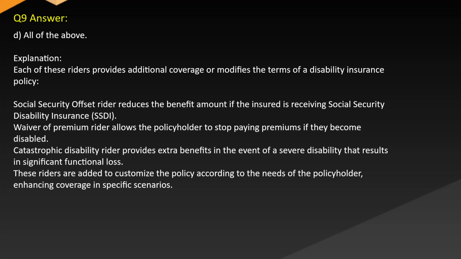Waiver of premium rider allows the policyholder to stop paying premiums if they become disabled. Catastrophic disability rider provides extra benefits in the event of a severe disability that results in significant functional loss. These riders are added to customize the policy according to the needs of the policyholder, enhancing coverage in specific scenarios.